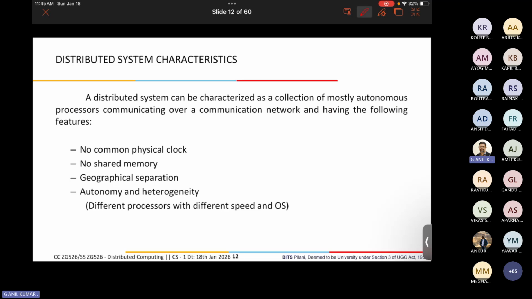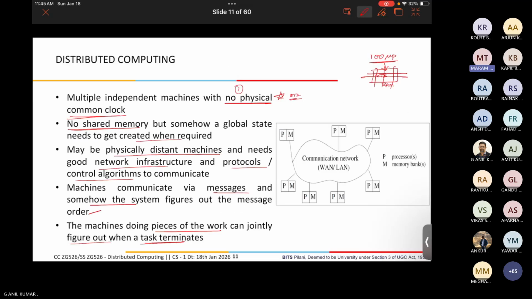Now, a distributed system can be characterized as a collection of mostly autonomous processors. Yes, please. Can you go back to the slide, sir? Regarding the second point, no shared memory. Among the distributed systems, they actually maintain which data set is to be processed, right? Yes. The memory I'm speaking about is the RAM, not the storage. Forget about storage. Not the storage, but the parts, like which subset is to be processed. Those are not considered as this one.